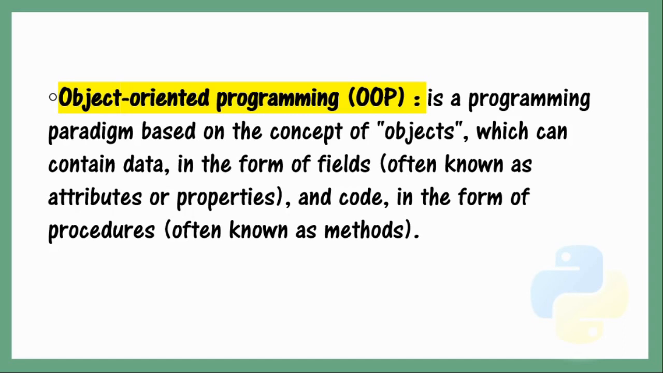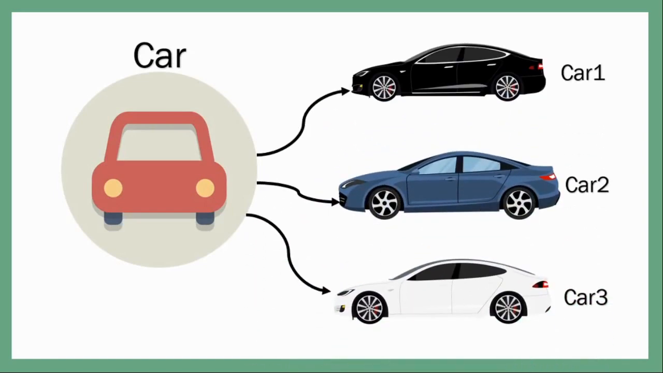Well, Python is an object-oriented programming language. What does that really mean? Object-oriented programming is a programming paradigm based on the concept of objects, which can contain data in the form of fields and code in the form of procedures. For example, a class can be a car, and the objects of this class could be different types of car.